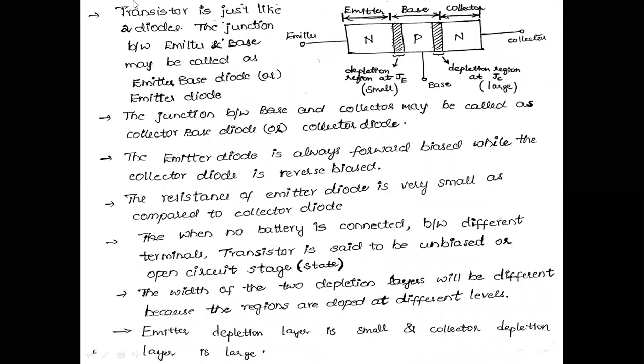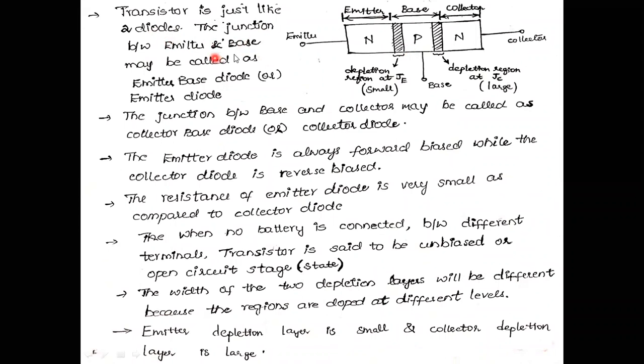Next one, this is the layered type of representation of a transistor. I am considering an NPN type of transistor. Why? Because by taking the N type of semiconductor material, the majority charge carriers are electrons. The frequent flow of electrons means the current conduction will be high in the N type semiconductor material. So I am going to take the NPN type of transistor here. Here the transistor is just like two diodes.